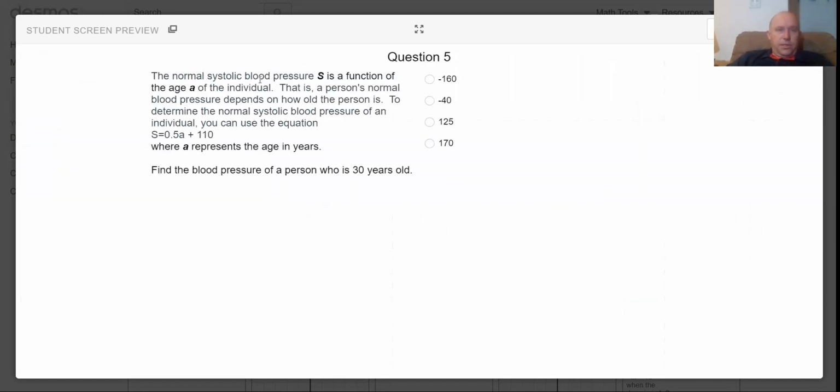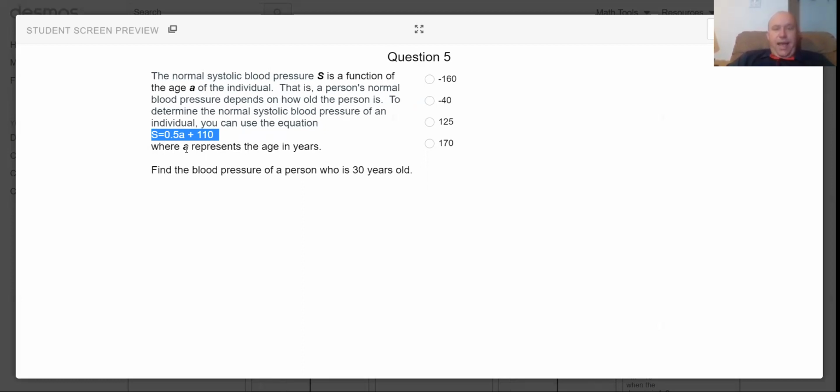Word problem. The normal systolic blood pressure S is a function of the age A of the individual. That is, a person's normal blood pressure depends on how old the person is. To determine the normal systolic blood pressure of an individual, you can use the equation S equals 0.5A plus 110. So really what I'm looking for is that equation and what I'm actually doing with it. It does tell us what the variables are. So A represents the age in years, and we have to find the blood pressure, that's what S is, for a person who is 30 years old.